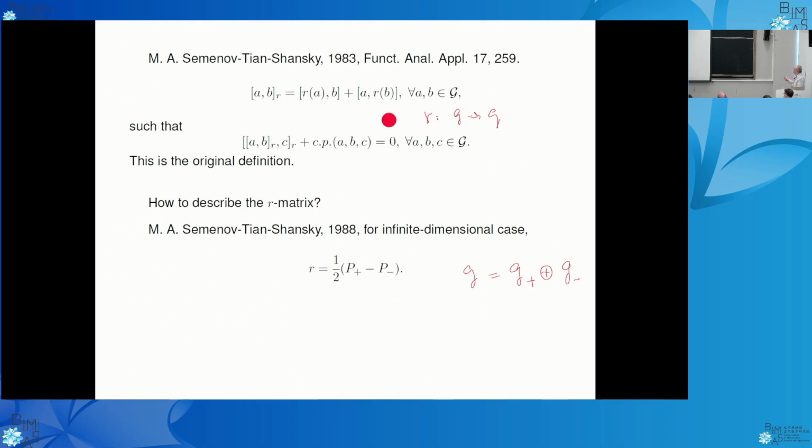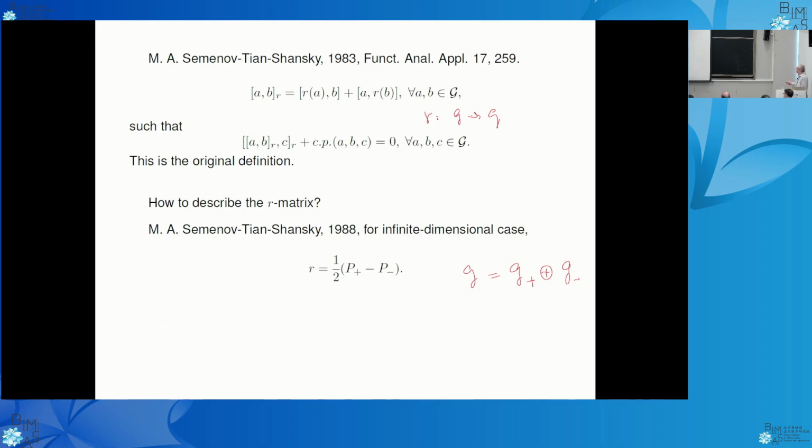Based on this bracket, define a new bracket. The new bracket's left-hand side is the same, and the right-hand side is R, whose map is still in G, but here it is plus, not minus. So this is a new bracket. Our r-matrix satisfies this permutation, something like a Jacobi identity. This is our original definition by Semenov-Tian-Shansky.